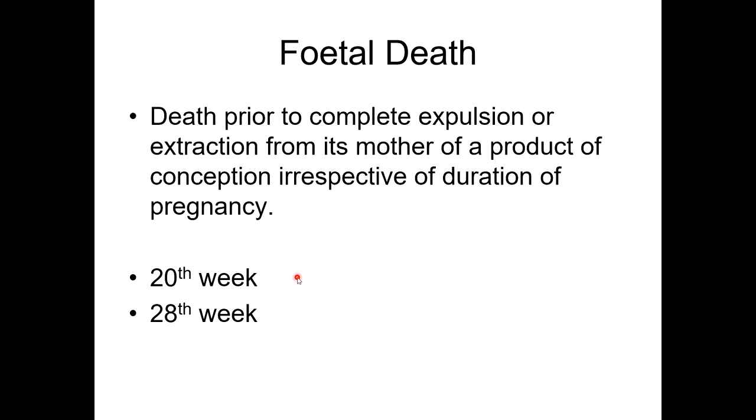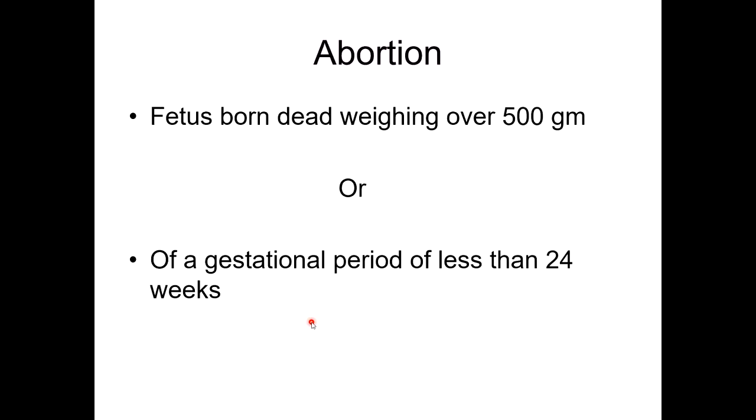But now the duration of pregnancy is considered very important, and the value of the completed 28 weeks of gestation is the cutoff value. Before the completed 28 weeks of gestation, the death of the fetus is known as fetal death, and after 28 weeks of gestation, it is considered as stillbirth. So there's another term: how do you define abortions?